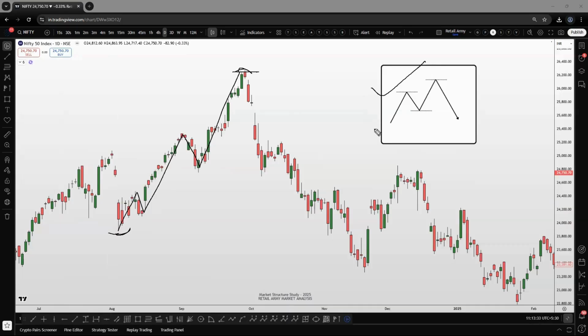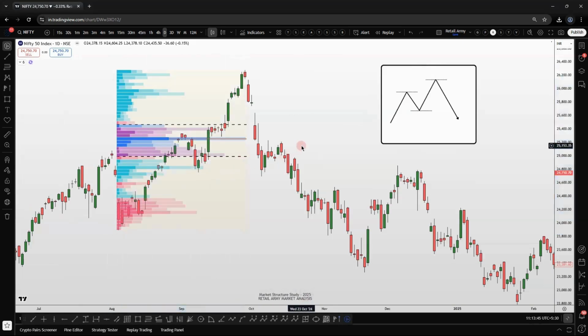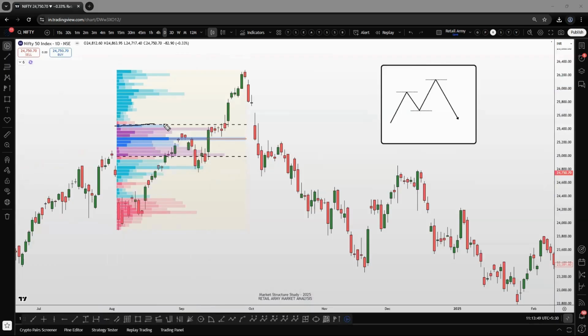So what do we want to find? We want to find this kind of structure here, reversal kind of structure. What do I see here? I'll show it to you right now. I'll just put the FRVP. What do you see here? What do you see in this entire move? That the FRVP is over here. The main POC range is over here in this point.